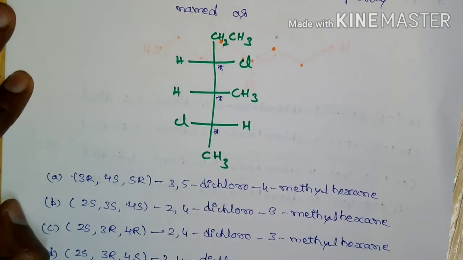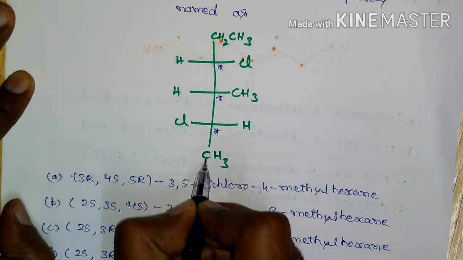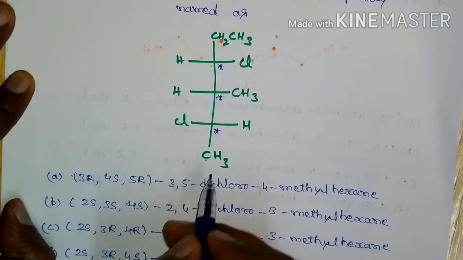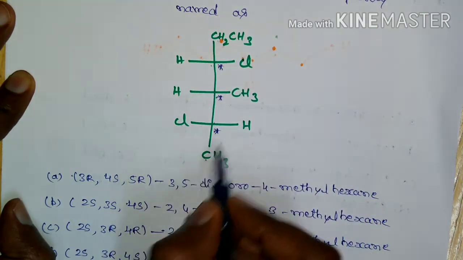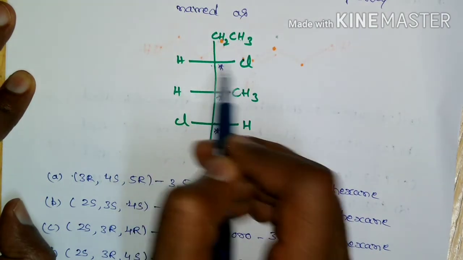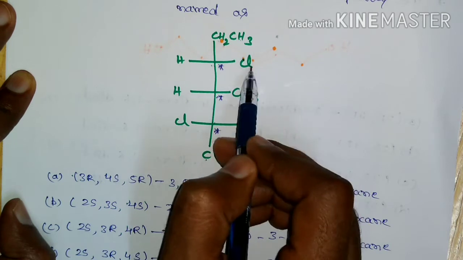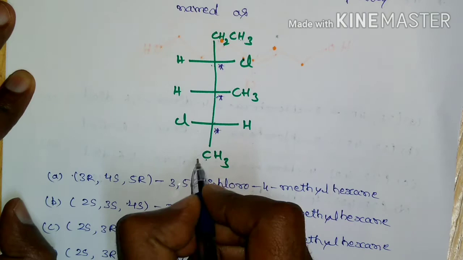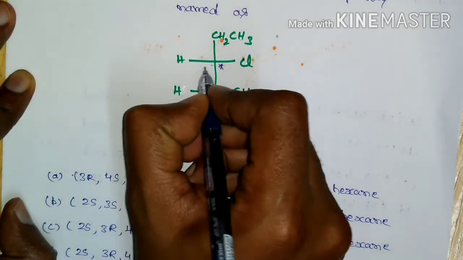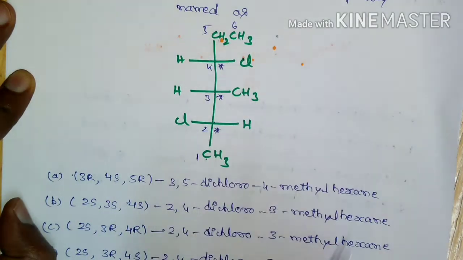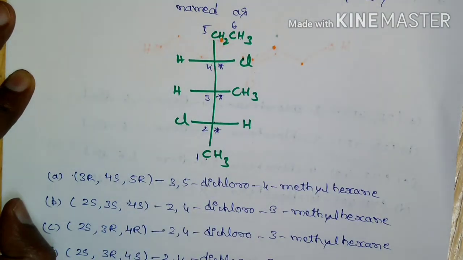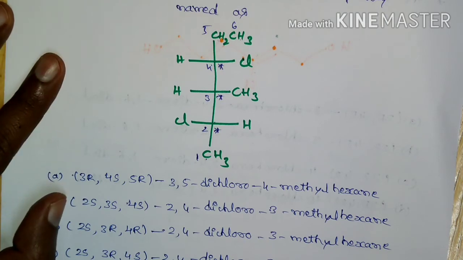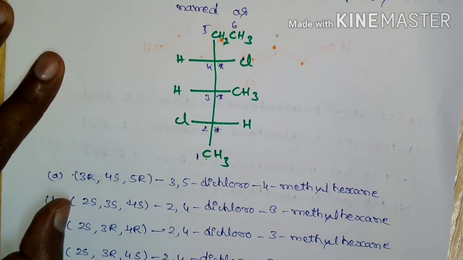Okay, then the numbering. If I start numbering 1, 2, 3, 4, 5, 6, it is having 6 carbons. Whether I have to give numbering from this side or this side: if I number from this side, the chloro substituent will take third, but here it is going to take second. So the numbering will be 1, 2, 3, 4, 5, 6. So I have to number from this side, and this is the longest possible chain. Now at the second carbon atom, I need to find the configuration.